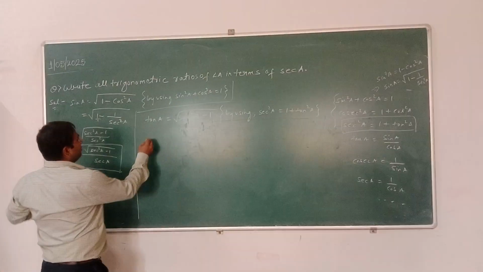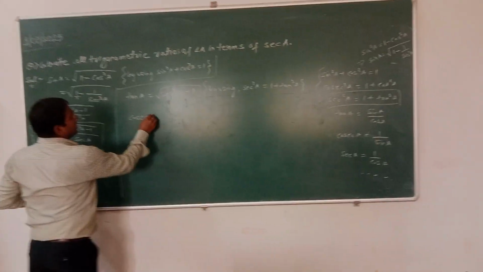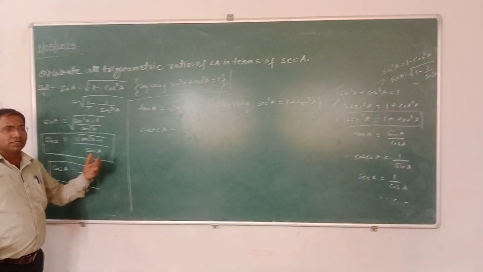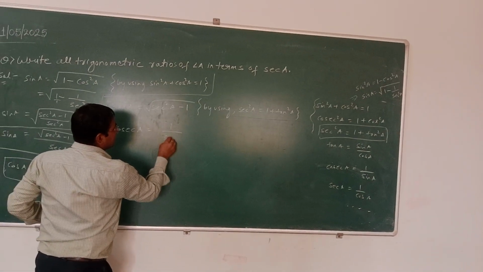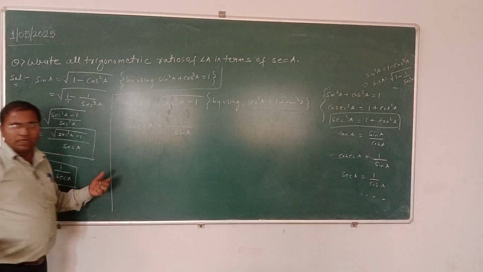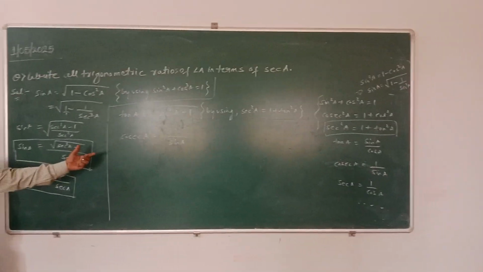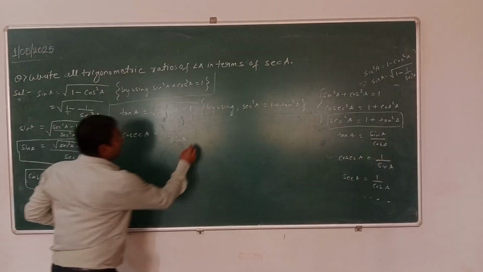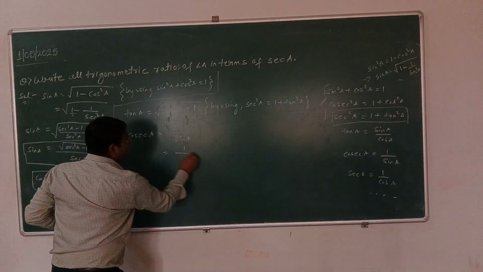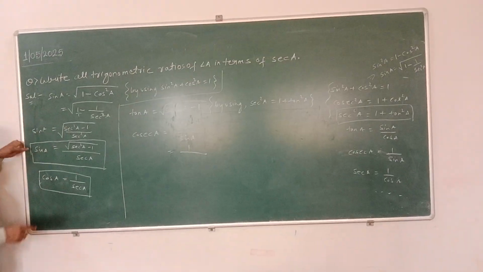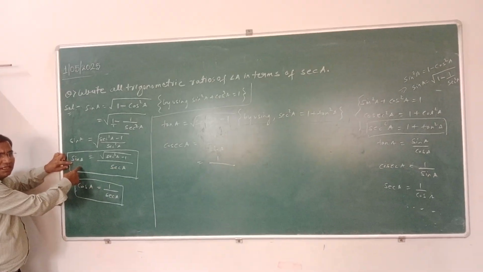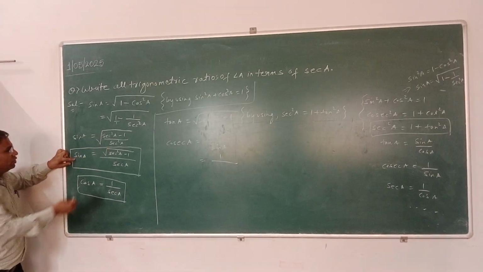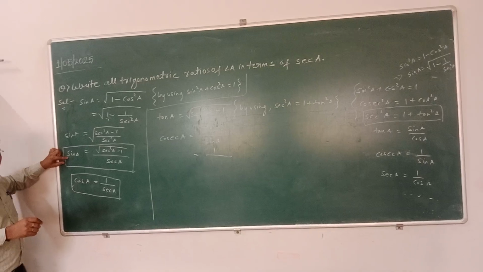Okay. Now what is left? Now see the cosec A. Cosec A is what? 1 upon sin A. Now see, we have already written sin A, we have written sin in terms of sec A. So put this value there.